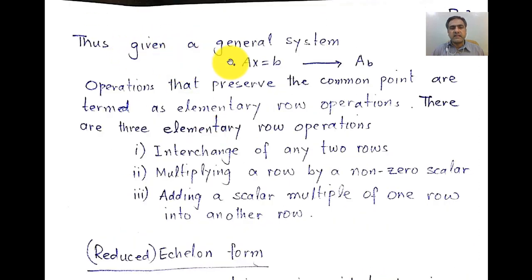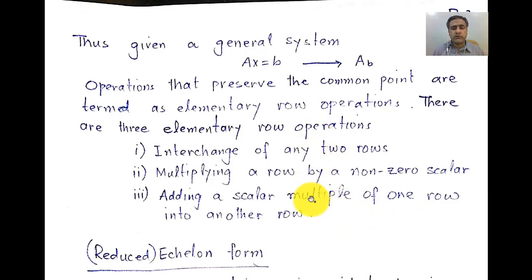So, if I have a general system Ax = b, and I take its augmented matrix, the operations that preserve the solution set are termed elementary row operations. These operations are of three types. Number one, we can interchange any two rows in this matrix. Number two, we can multiply a row by a non-zero scalar. And the third one is that we can add a scalar multiple of one row to another row.